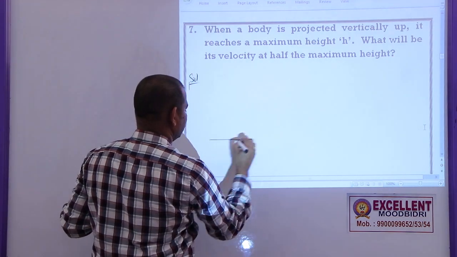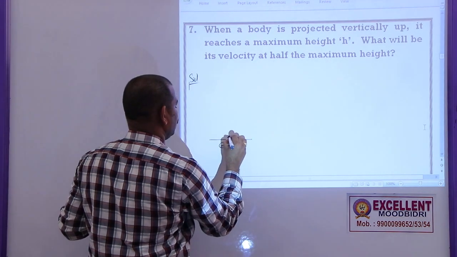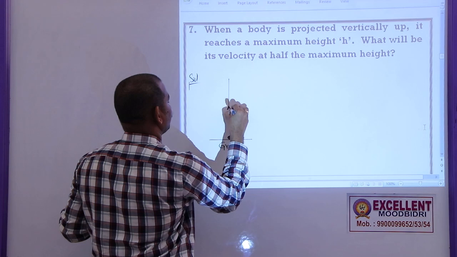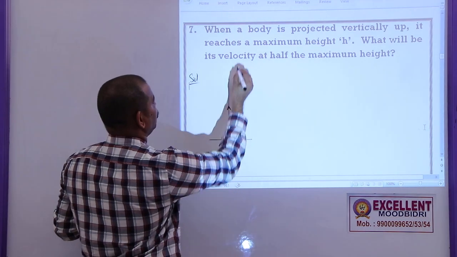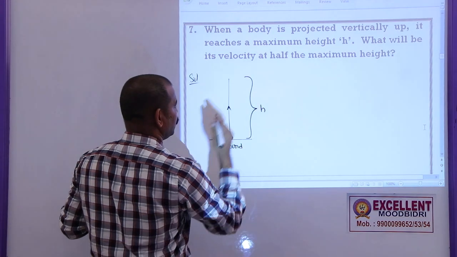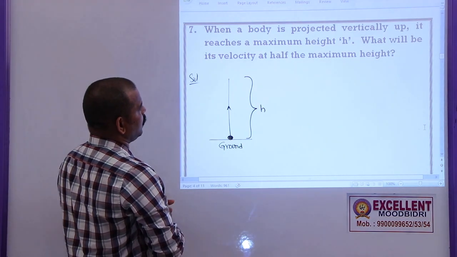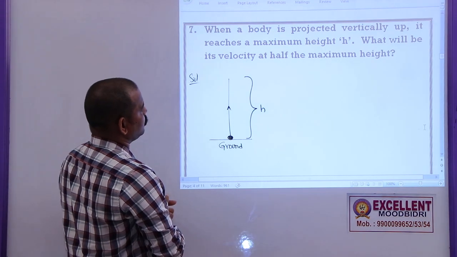Solution, this is the ground level. A body is projected vertically up, it reaches a maximum height h. So, what is the maximum height here? H max is given as small h. What will be its velocity at half of the maximum height?